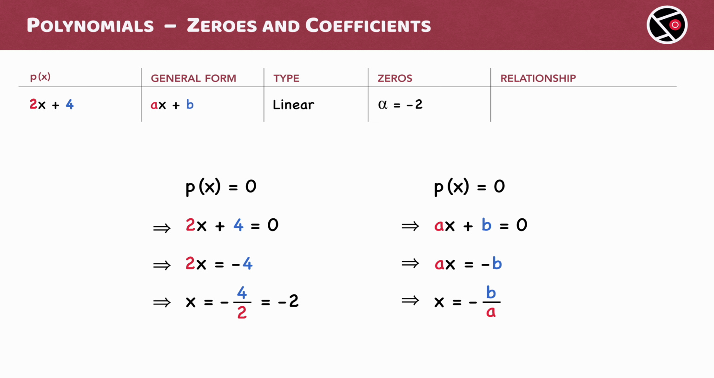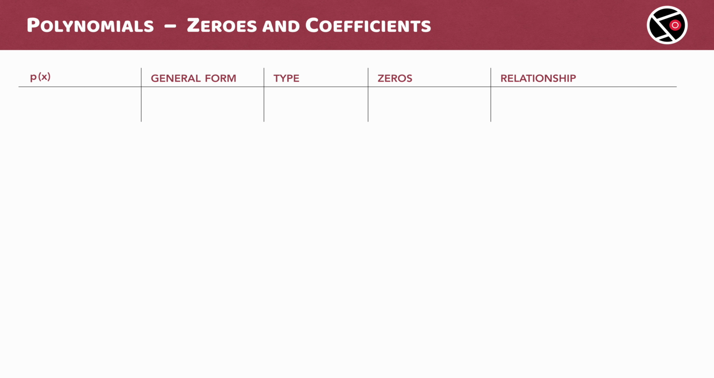Notice that the 0 depends only on the coefficients a and b. So, for a linear polynomial, the 0, alpha, equals minus b over a. Let us now see what happens in the case of a quadratic polynomial.